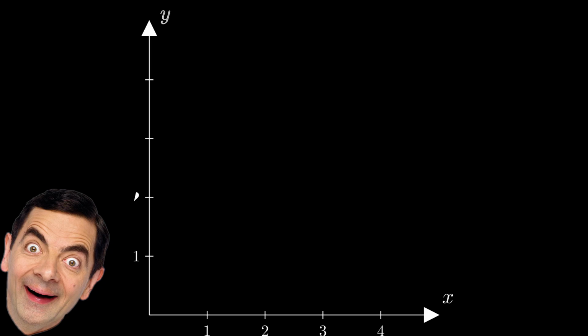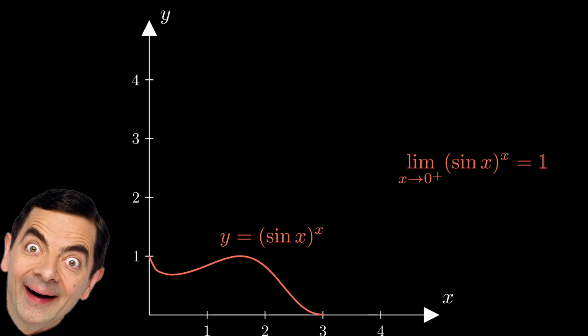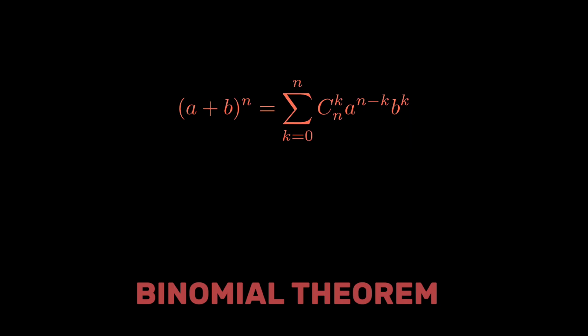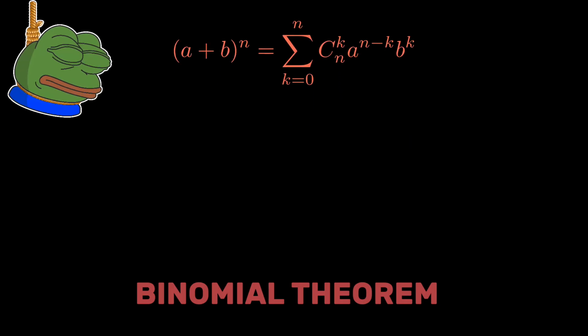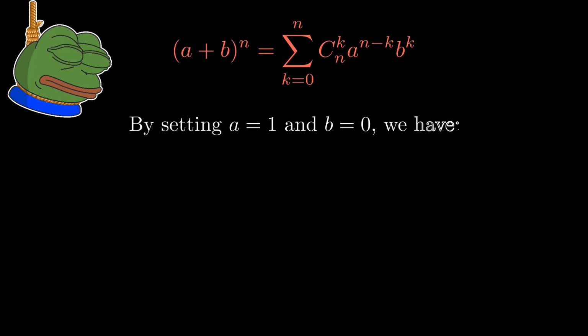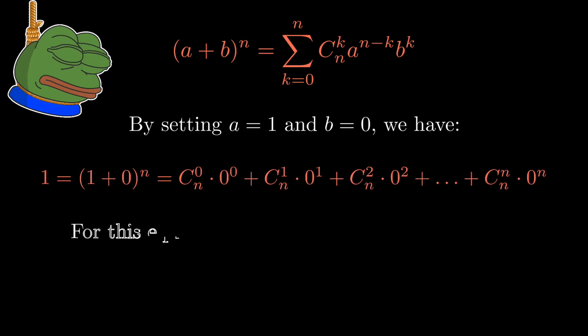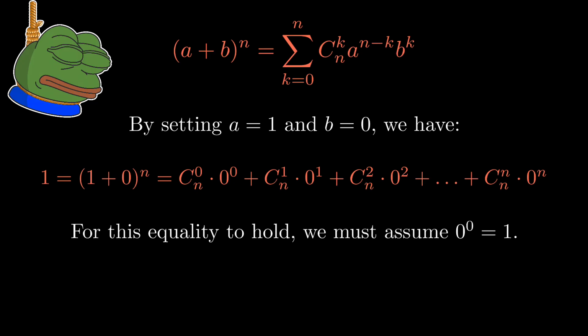Just like x to the x, we now look at sine x to the x, which also has an interesting behavior near 0, approaching 1 as x tends to 0 from the right. All right, let's try something more interesting. You can also recognize this as the binomial theorem expansion. Let's start by setting a equal to 1 and b equal to 0. What will happen? Oh, surprisingly, we still get 0 to the power of 0 equals 1.